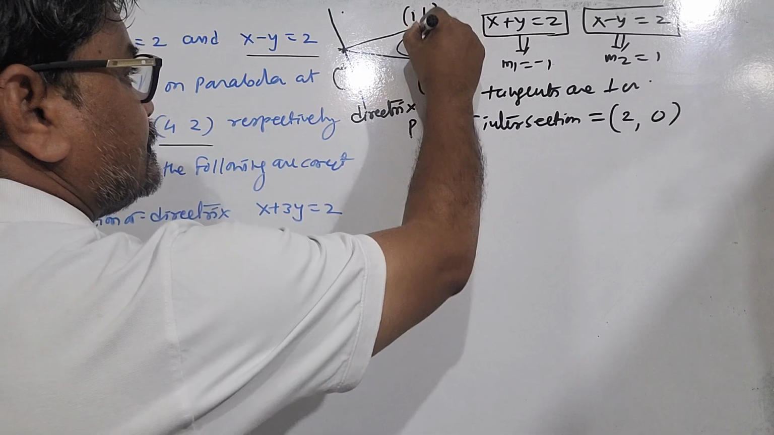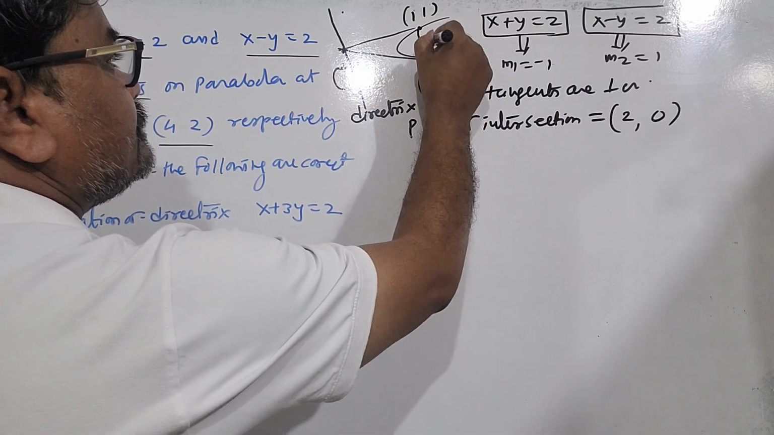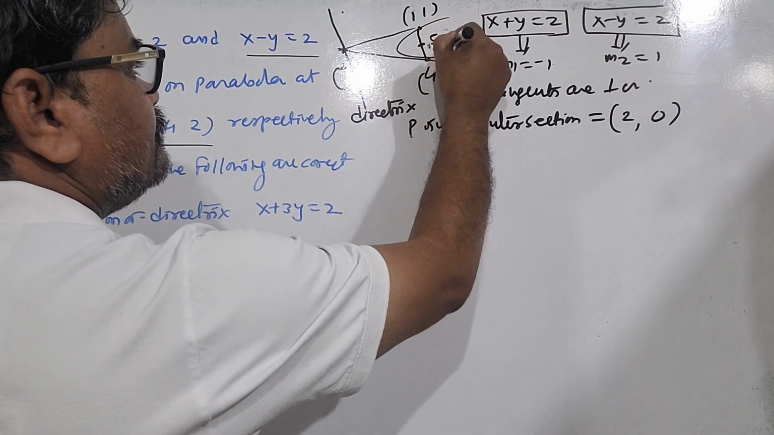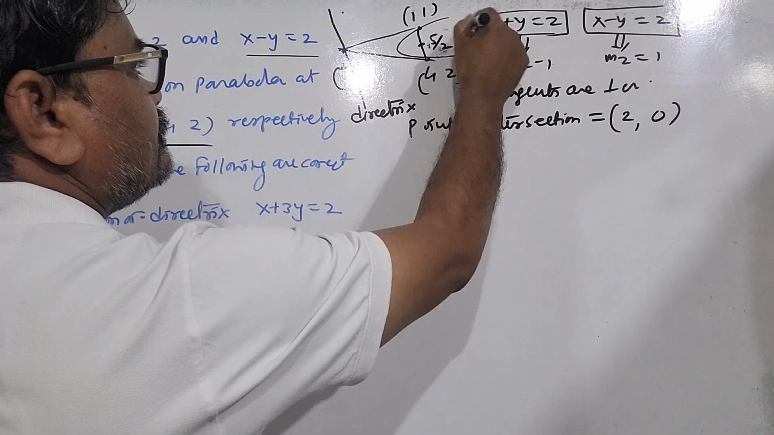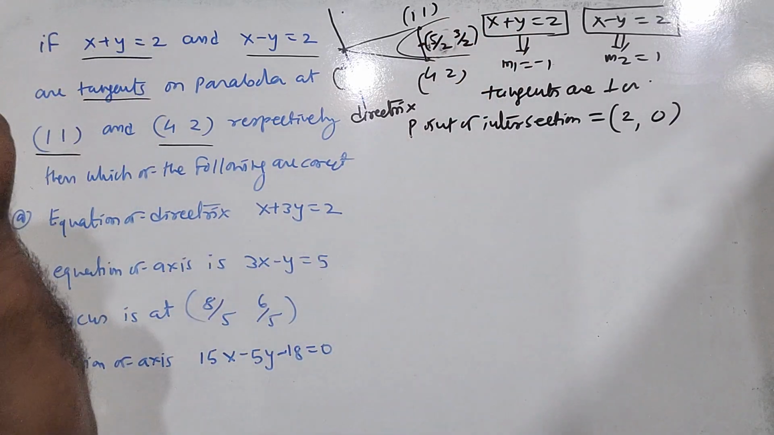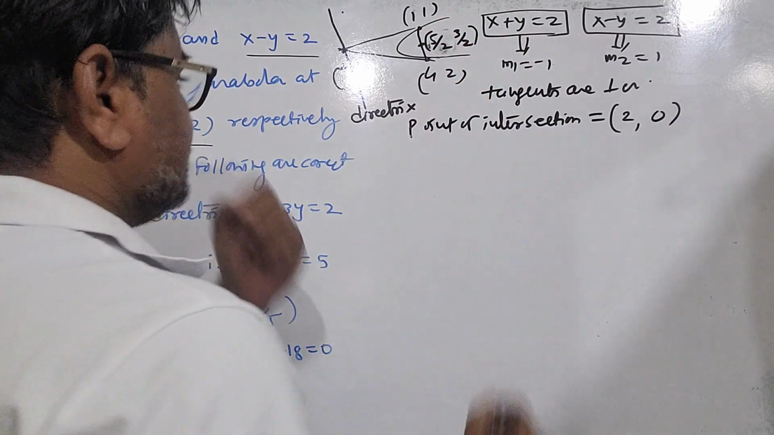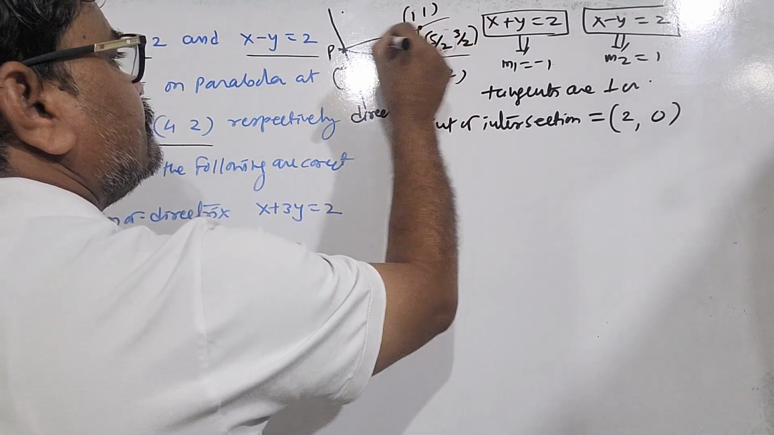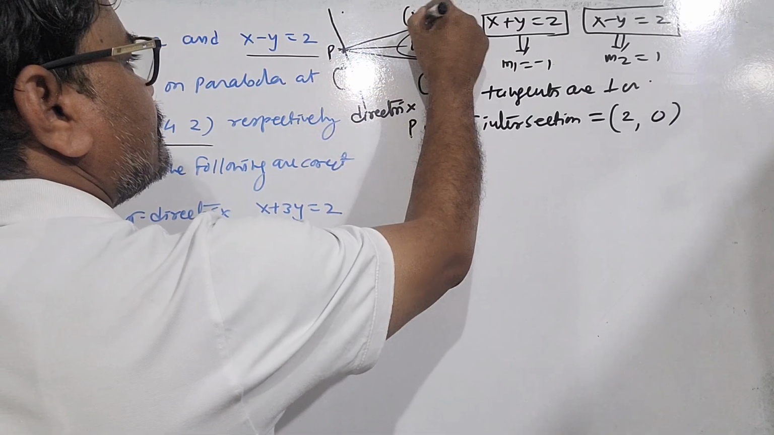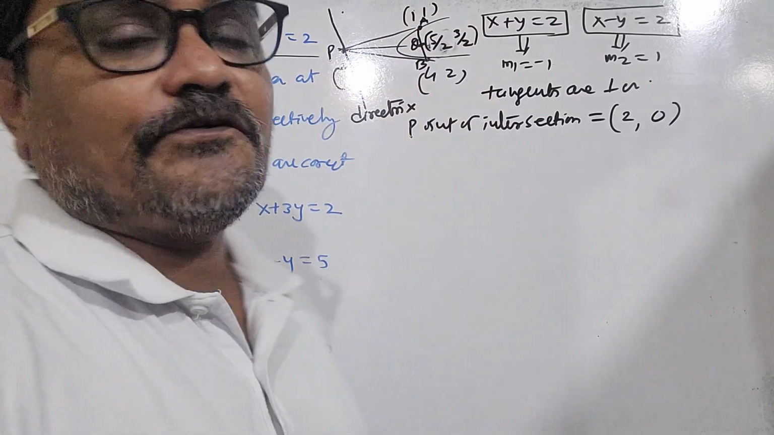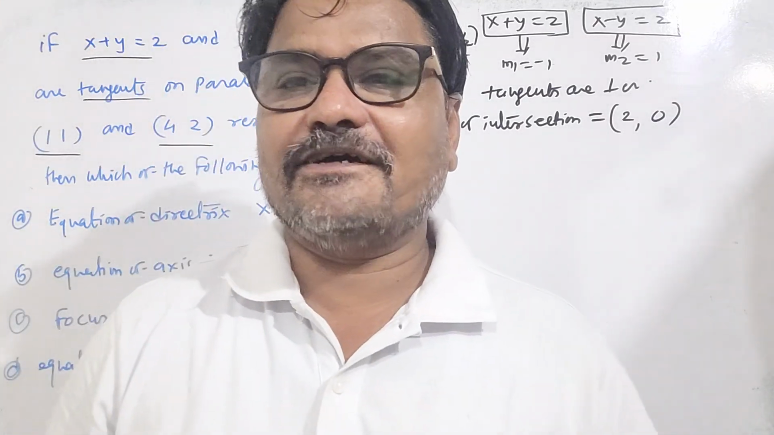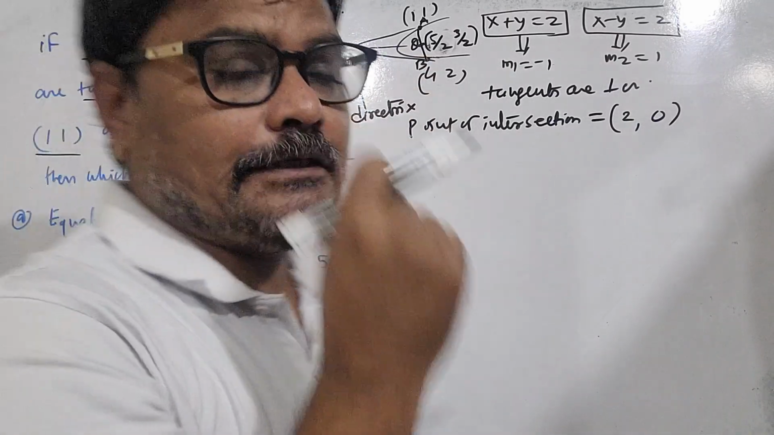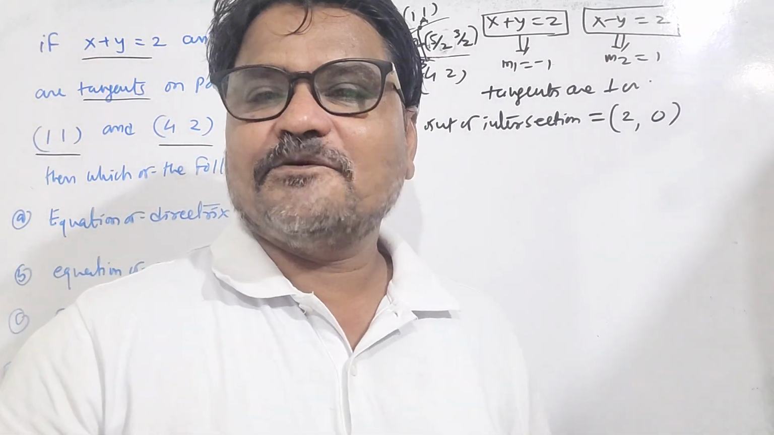Now, we know one more property. The midpoint of the chord is (5/2, 3/2). So this is the midpoint of P and Q. Suppose this is P and this is Q, and this is A and this is B. So A and B are the ends of the focal chord. Focal chord means this will definitely pass through the focus of the parabola. So we can find the focus as well.